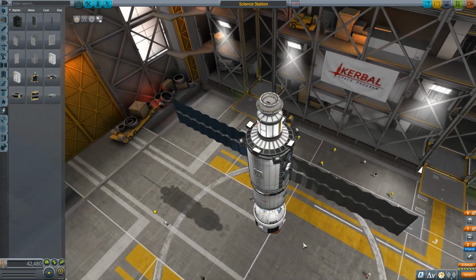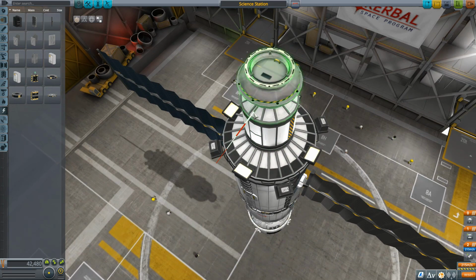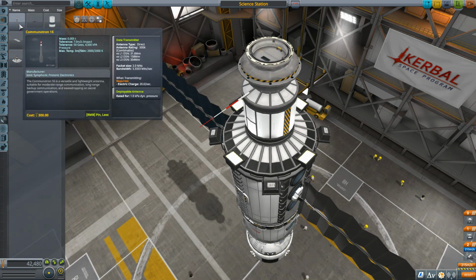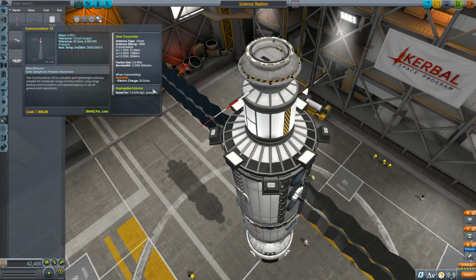Number one is I originally had 4 of these Communitron 16s on here, and I reduced it down to 1, because if we take a look at the electrical demands for the Communitron 16, it says here that it requires 20 units of electric charge, so I naturally assumed that 4 of them would require 80 units of electric charge per second, and I went, oh my gosh, that's going to be expensive, let's go back down to 1. Well, it turns out it doesn't work that way.